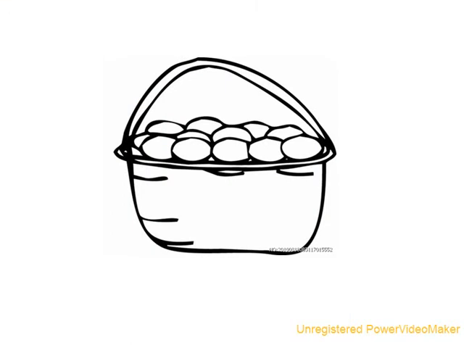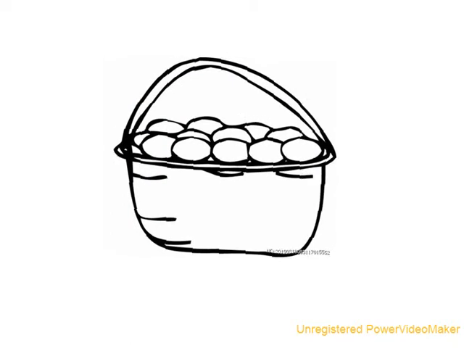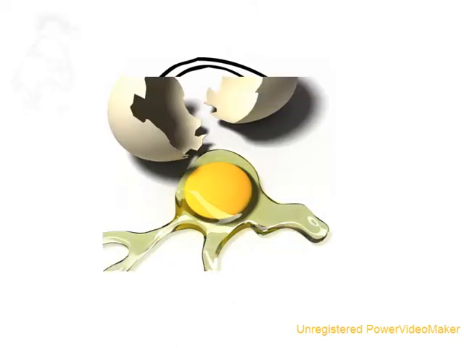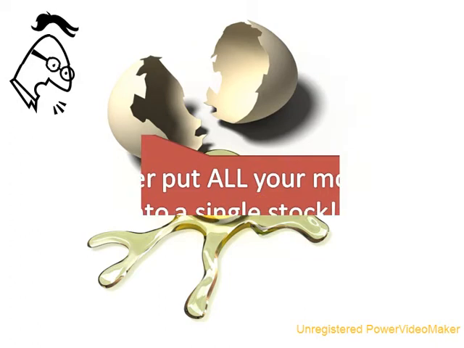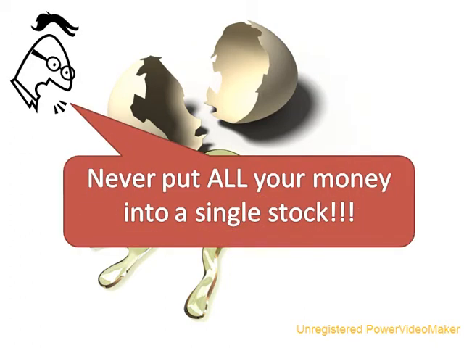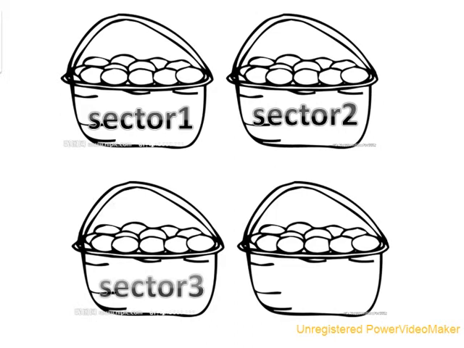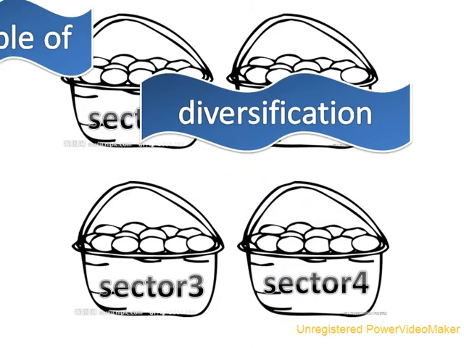Also easy, right? Then what about those unique risks? How can we avoid them? As an old Chinese saying goes, don't put all the eggs into one basket, or they'll all break. Ouch! Don't put all your money into an individual stock. Now we put our money into different baskets, which are the different asset sectors. We call this kind of investment diversification.